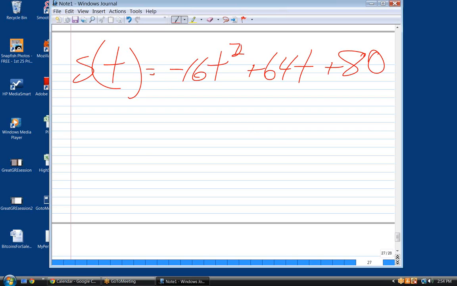Well, when does the ball hit the ground? When the position function is equal to 0? Not 0. The position function started out at 80. So when it's equal to 80? When it's equal to minus 80. Minus 80? So we have to solve this equation.